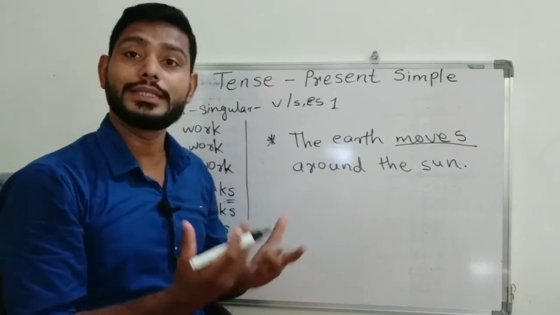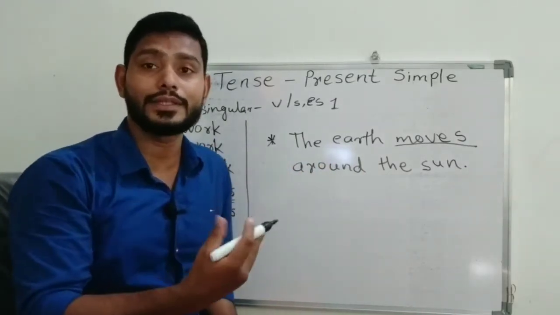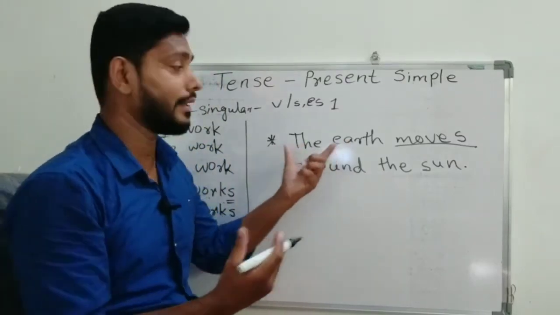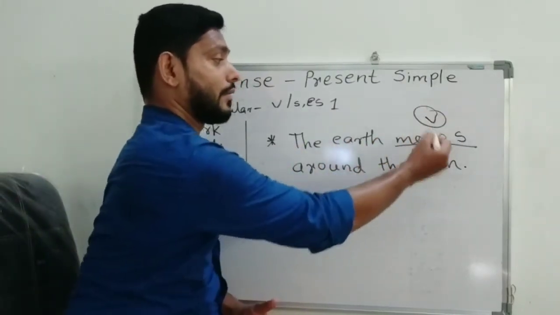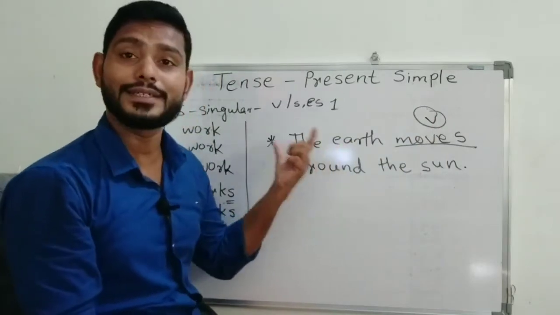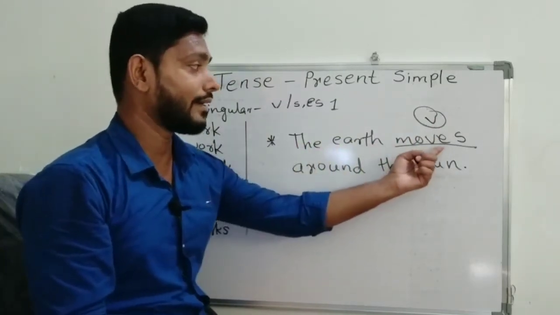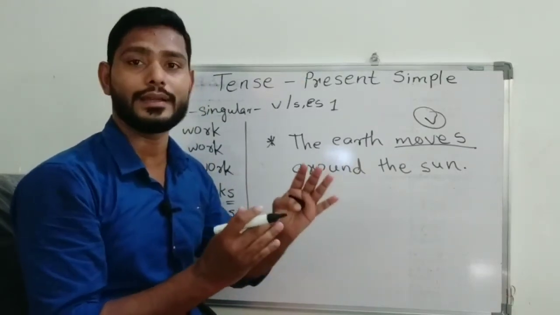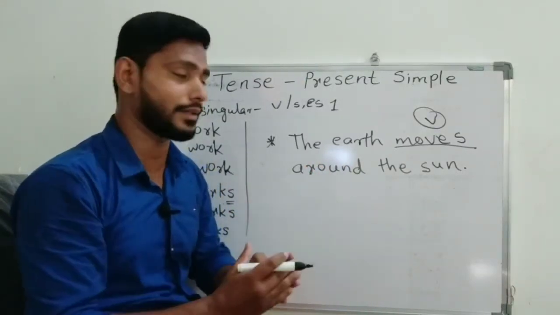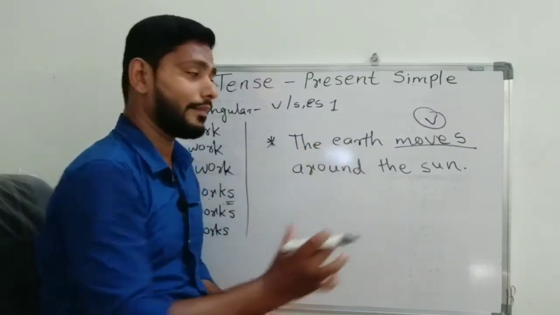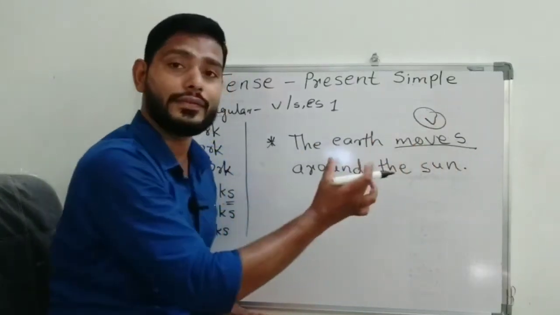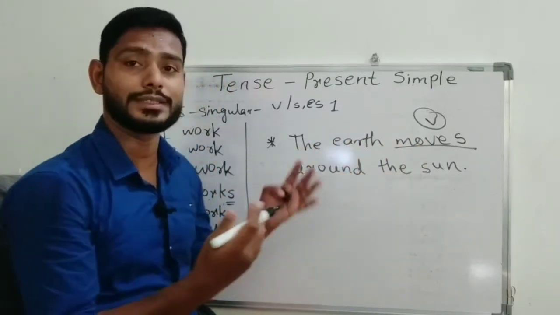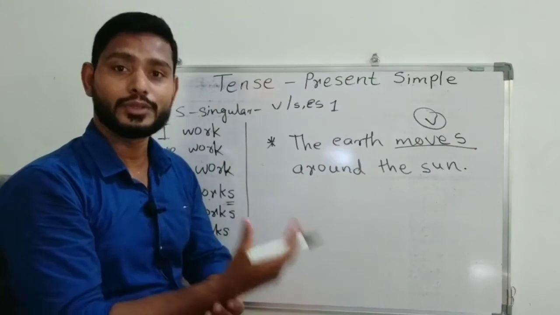Okay, normally a general truth or general time is commonly used in simple present tense. Here the subject is the earth, and the verb is moves. The earth is singular, that's why s is added. I hope this concept is very clear. This is commonly called subject verb agreement in English grammar. So the earth is singular, that's why we added s at the end of moves. The earth moves around the sun. So it is all about a general truth.